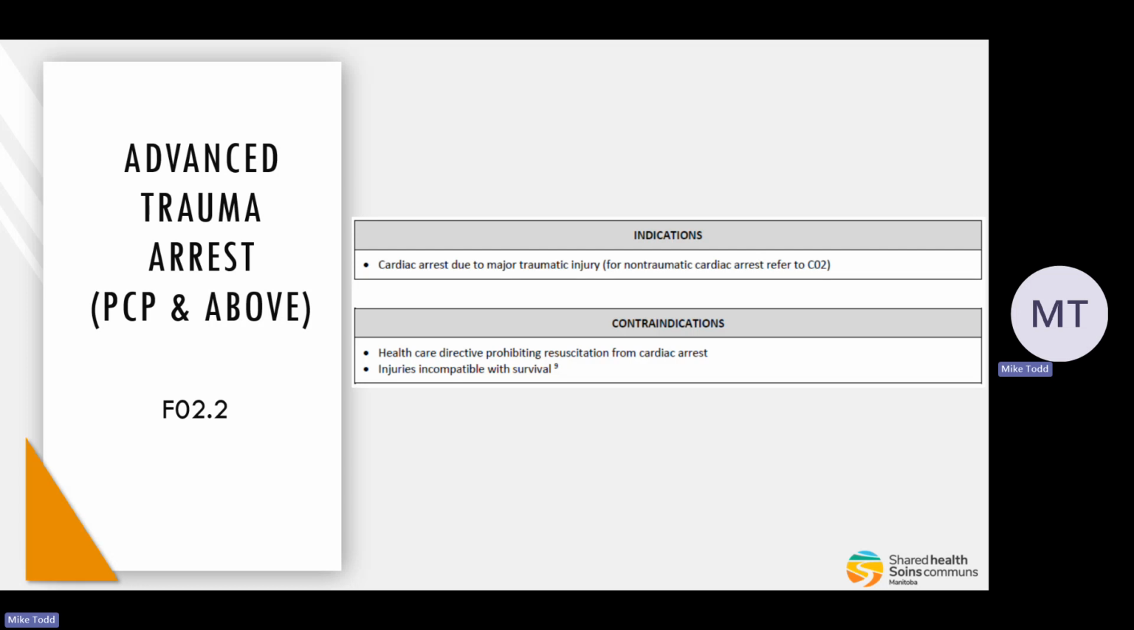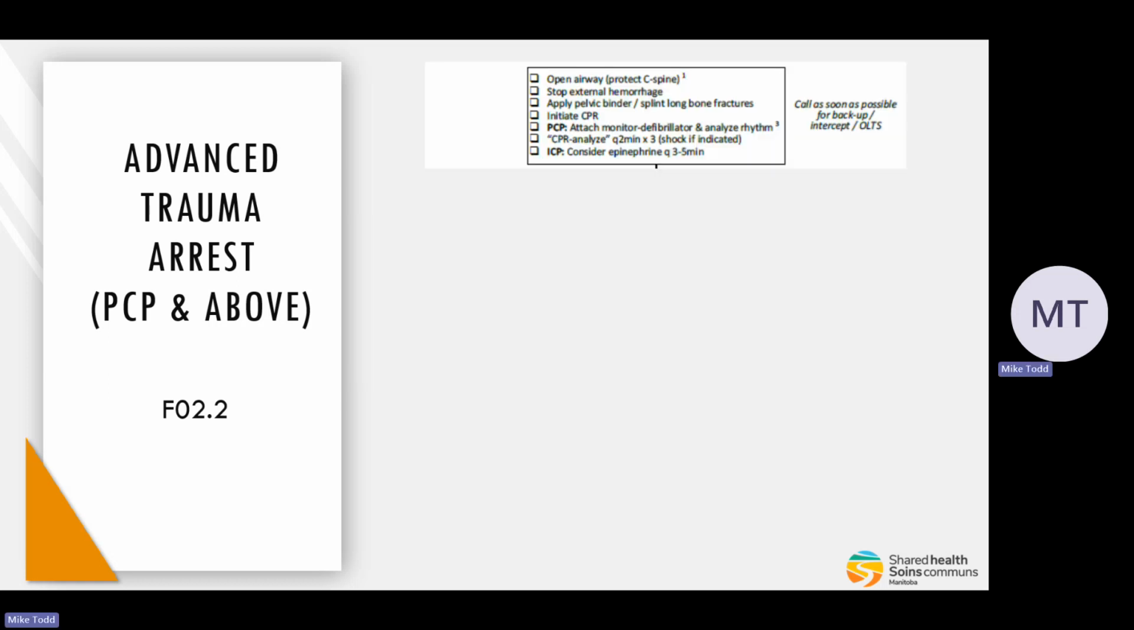And same thing as the EMR level care map. If there are contraindications, if they have a DNR, or they're obviously just destroyed, there are injuries incompatible with survival, they're completely incinerated, then we're not going to start resuscitation on these patients. Otherwise we can go to this care map. As with most cardiac arrests, we're going to open the airway first, take COVID precautions into consideration, and always secure the C-collar. Because again, just like the basic one, we want to prevent secondary spinal injuries.